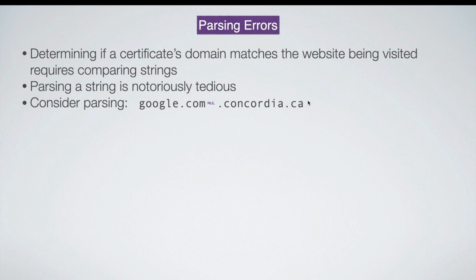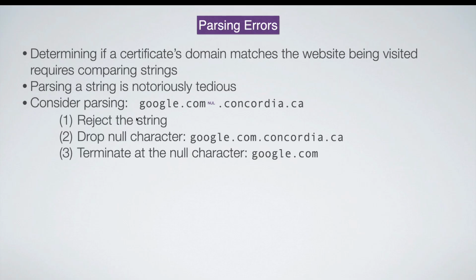Okay, if you were to look at this and your code was using that convention of null terminated strings, it would think you're asking about google.com, because it would hit the null character and then it would just stop reading the string. Okay, all right. So here's the three options. We could just reject it. We could drop the null character, in which case we think it's google.com.concordia.ca, which is a subdomain of concordia.ca. Or we could read until we hit the null character. Then we could terminate the string. Then we think the person's asking for a certificate for google.com.